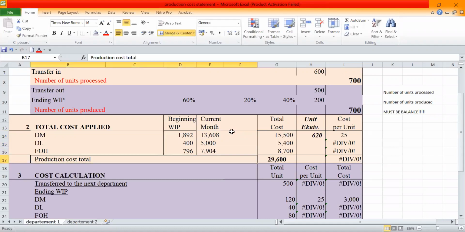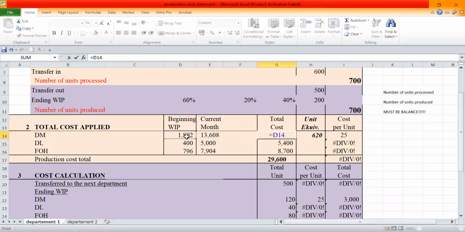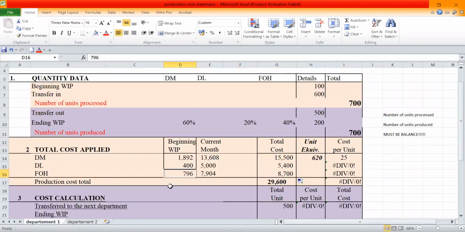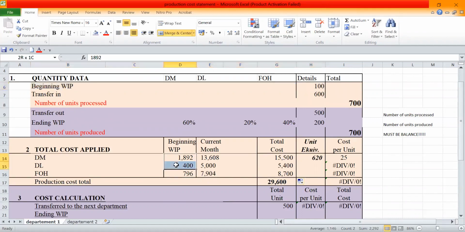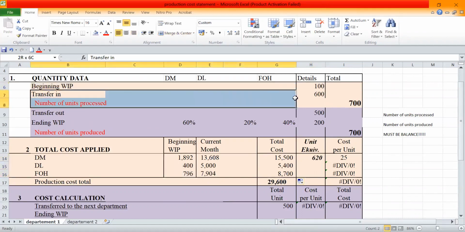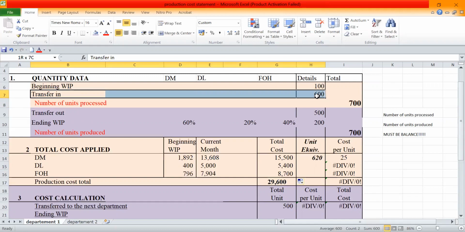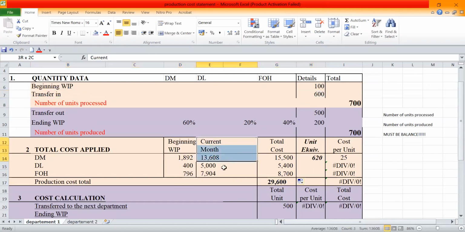Right? And then we have the next column, talking about the total cost. We just add this number, the beginning work in process cost, with the current month cost, and then the same also for the direct labor and the factory overhead. So, guys, I will tell you again. For the 100 beginning work in process, the detailed information about the cost is here. And then for the transfer in unit, about 600 units, the information about the cost is in this column. And then, okay, the total cost.